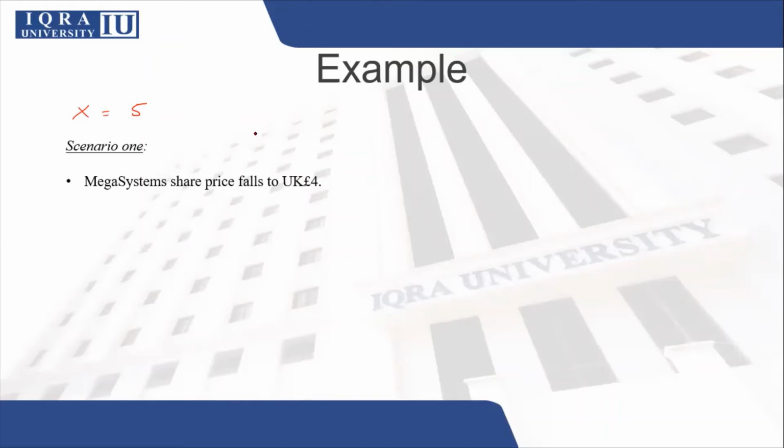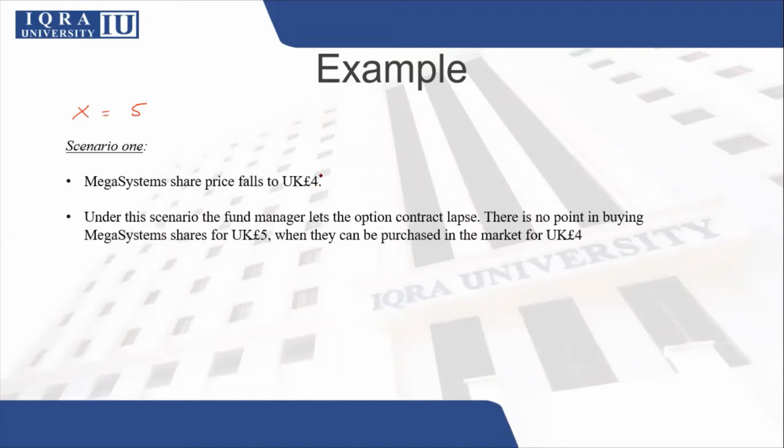Remember, because it is a right, it is not mandatory for you to purchase at this price of 5. If the price is lower in the market, why not just purchase it from the market itself? So under this scenario, the fund manager lets the option contract lapse. There is no point in buying Mega System shares for 5 when they can be purchased in the market for 4. So in this case, the maximum loss that he will still have to bear is the 0.25 that he had paid on each share, which means the 25,000 that he had paid will be lost because he did not use that option.